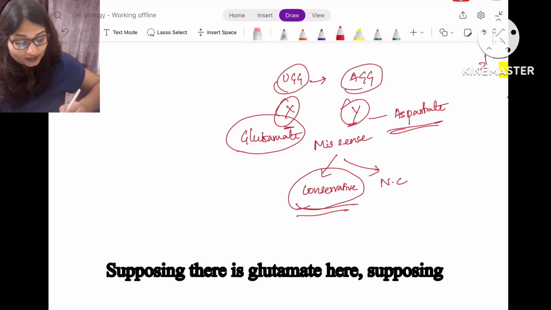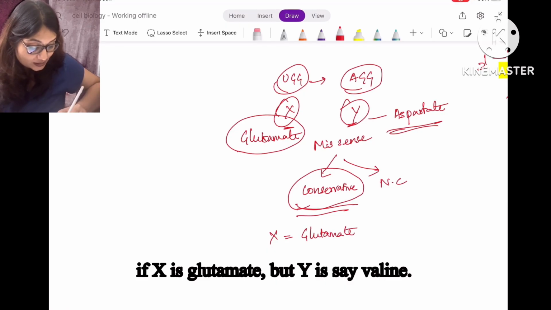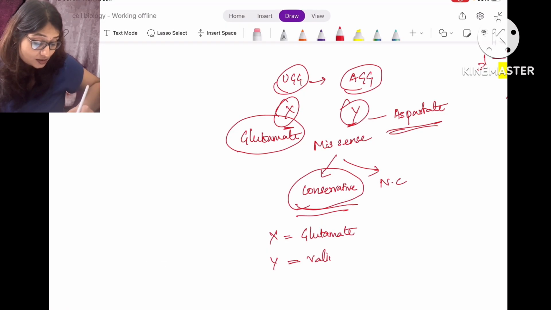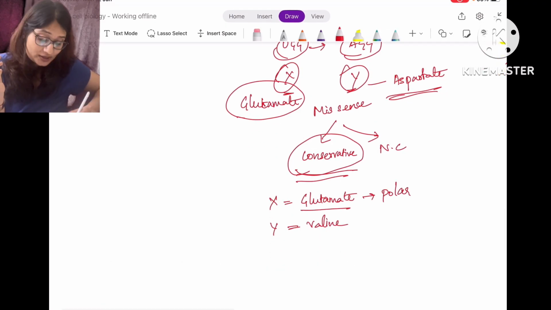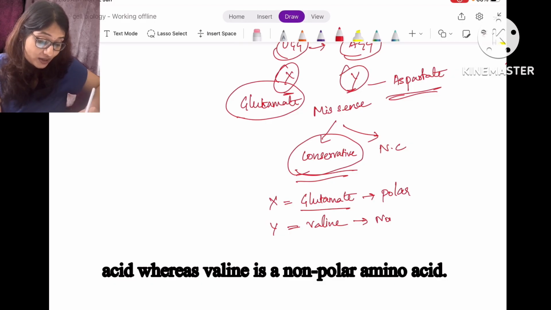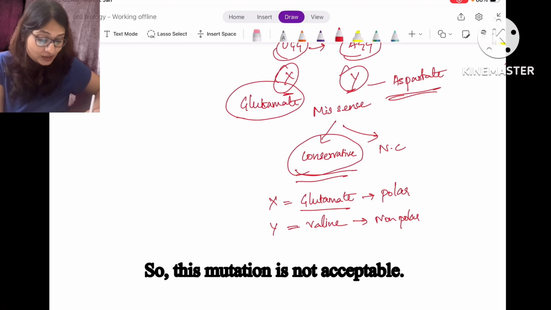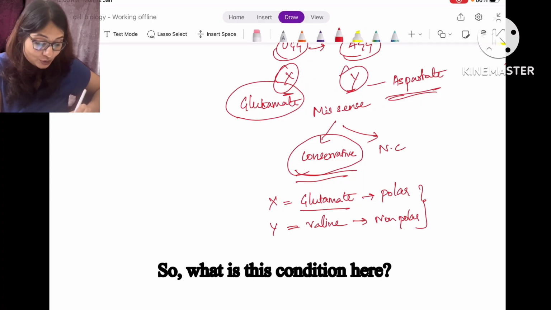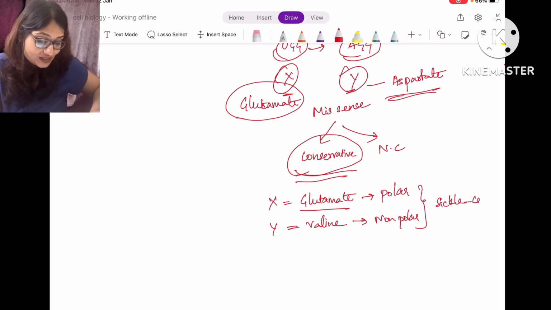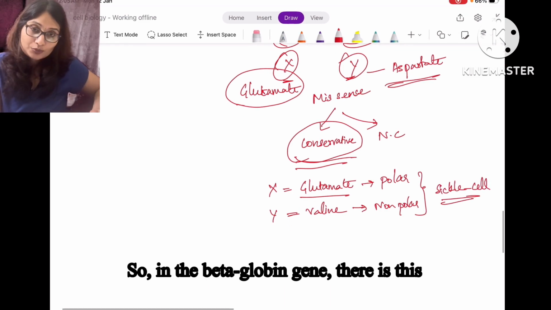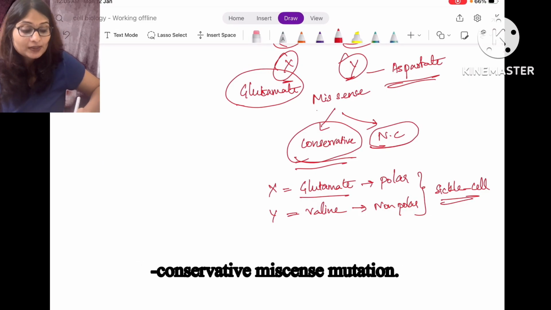Okay, supposing X is glutamate but Y is, say, valine. So what has happened here? Glutamate is a polar negatively charged amino acid, whereas valine is a non-polar amino acid. Is it acceptable? No. So this mutation is not acceptable. So what is this condition here? Glutamate goes and valine comes. That is nothing but your sickle cell anemia, right? Sickle cell anemia. So in the beta globin gene, there is this mutation happening. So this type of mutation is called a non-conservative missense mutation.